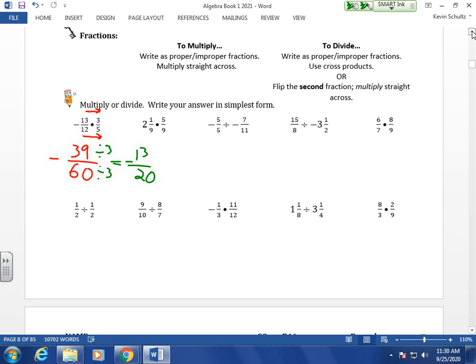Dividing fractions. Let's take a look at 9/10 divided by 8/7 here. Methods for dividing fractions. Yes. Sorry?